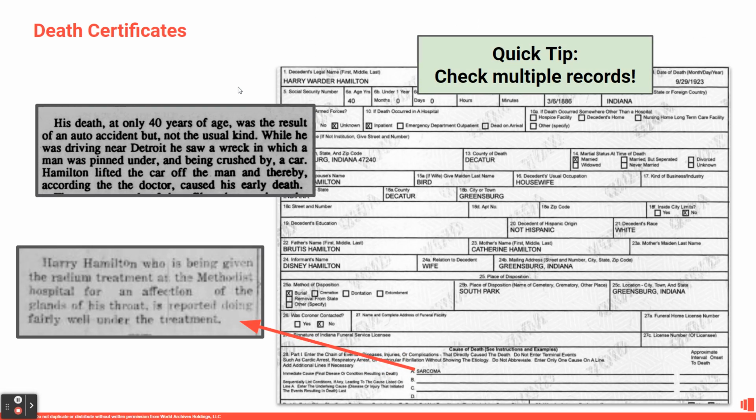Death certificates. This was one that was really kind of a convoluted attempt to get to the truth. And my quick tip is to check multiple records. That should always be an important thing that you do when you're looking for information about your family members. So I want to talk first about this newspaper article that's right here, and it says his death at only 40 years of age. This is talking about my great-grandfather.